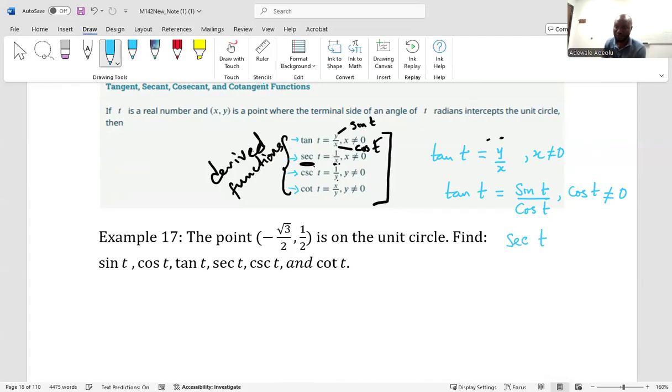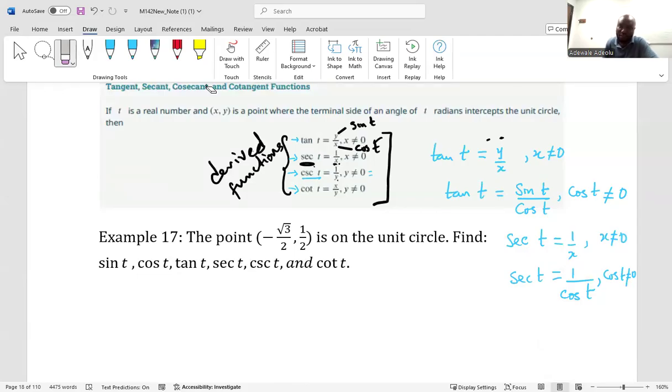Secant of angle t is 1 over x. Again, x cannot be 0. Which is the same thing, that is secant of t is the same thing as 1 over cosine of angle t. So cosine of that angle cannot be 0 at that point. The same thing with cosecant, which is 1 over y, y cannot be 0, which is the same thing as 1 over sine of t.